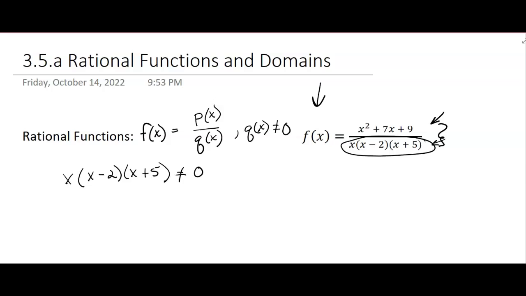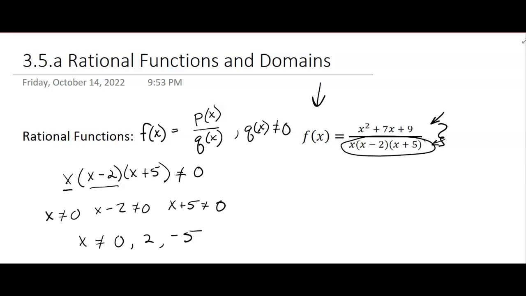We use the zero product principle. It says x cannot be 0. X minus 2 cannot be 0. And x plus 5 cannot be 0. Okay, so the values we cannot have in our domain are 0, 2, and negative 5.